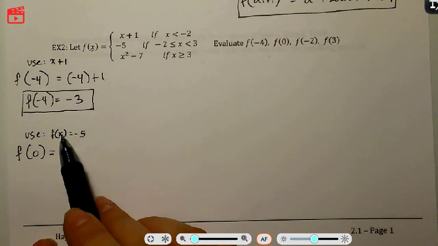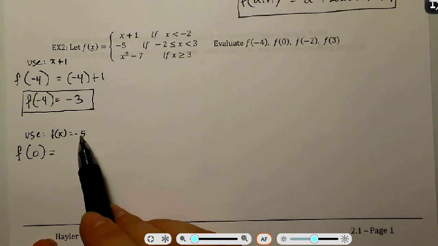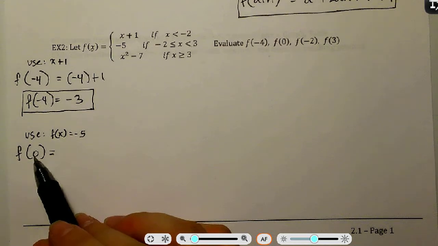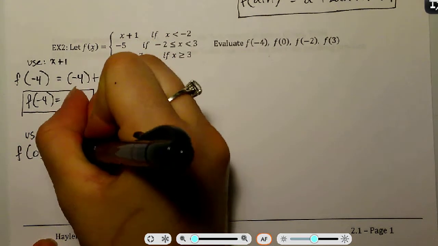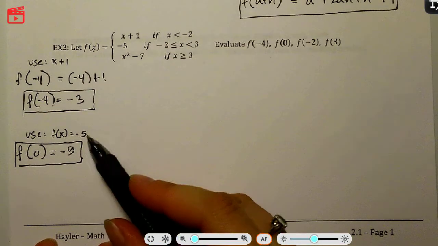No matter what you choose to put in place of the x, no matter what you choose to input, your output will always be -5. It's constant. So f of 0, well, it doesn't matter what we inputted, it's going to be -5. Okay, that's our constant function when it doesn't have a variable.